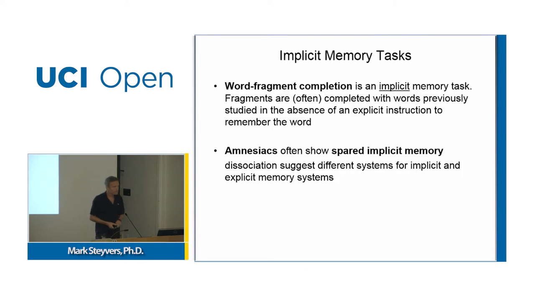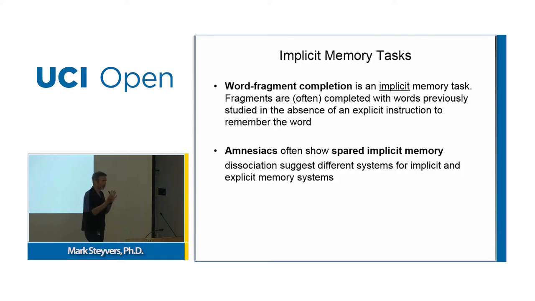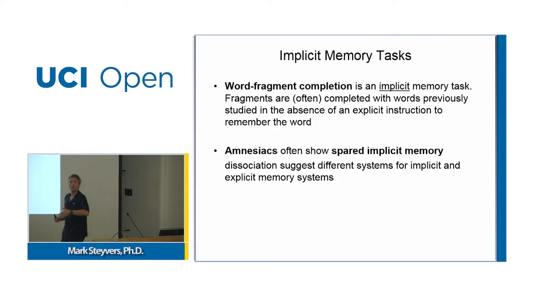Now, we talked about this word fragment completion task. Whenever you fill in missing letters or parts of the letters are obscured, the fragments are often completed. If you have multiple ways to complete it, people tend to complete it with the word that they've seen before, recently. You're not instructed to do it like that, but that's often the result because of these residual implicit memories.